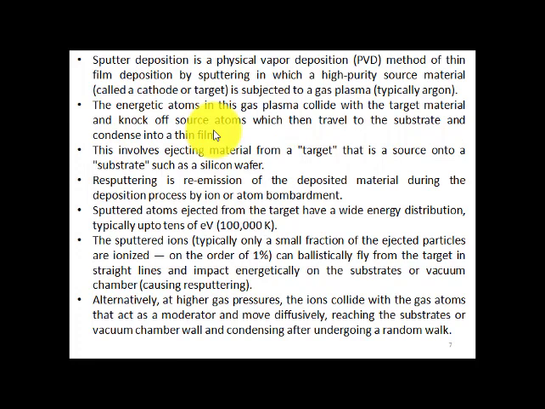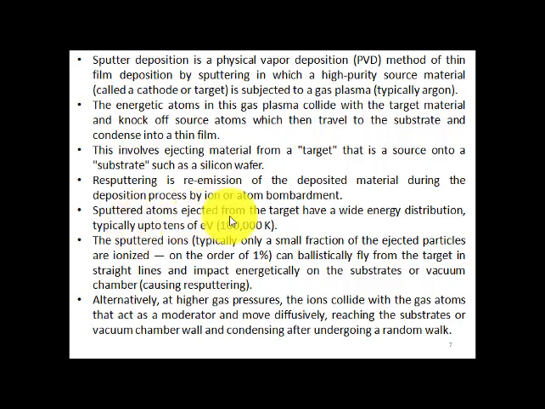Sputter deposition is a physical vapor deposition method of thin film deposition by sputtering, in which high purity source material, called a cathode or target material, is subjected to a plasma gas. The plasma gas, as we have already mentioned, is typically argon. The energetic atoms of the plasma gas collide with the target material and knock off source atoms, which then travel to the substrate and condense into a thin film. So this involves ejecting material from a target, that is a source, onto a substrate such as a silicon wafer. Resputtering is the re-emission of the deposited material during the deposition process by ion or atom bombardment.